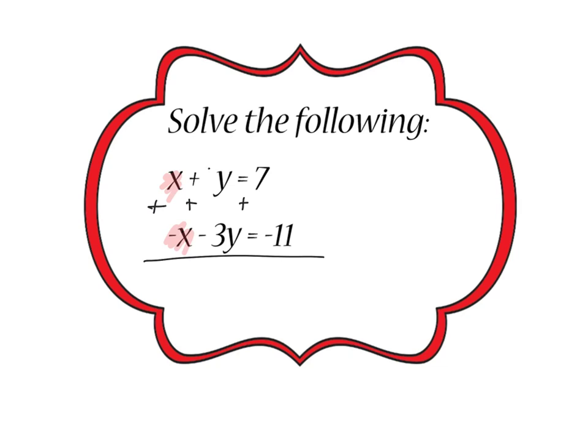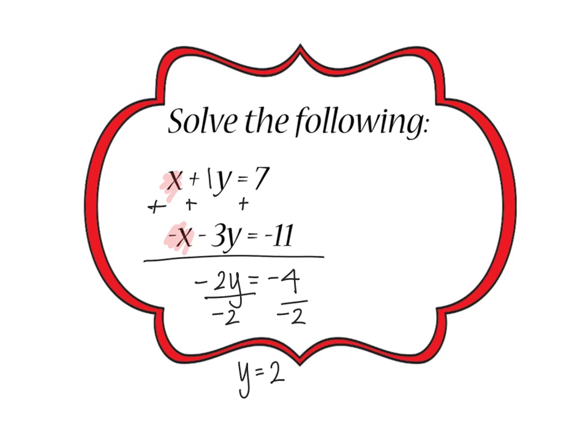I have 1y plus negative 3y, that's negative 2y. And I have 7 plus negative 11, that's negative 4. When I divide by 2 on both sides, I get that y is 2.